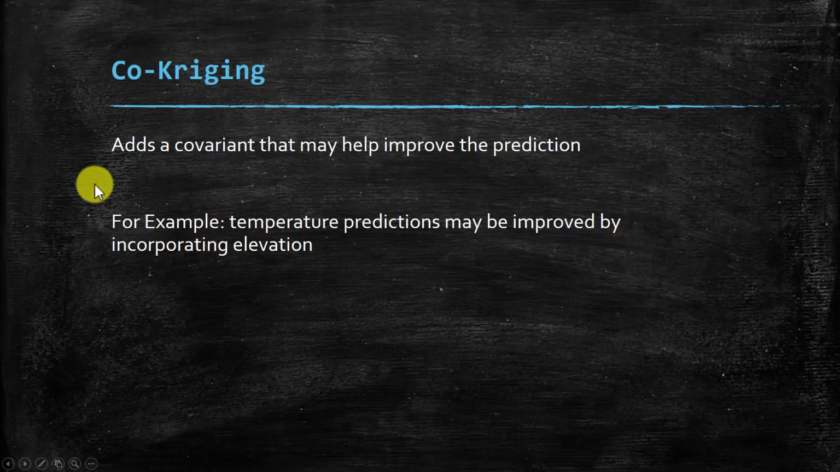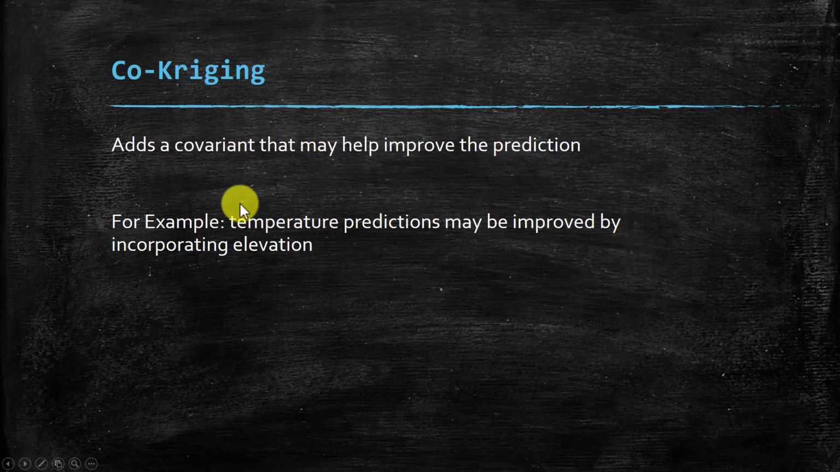And then as a final note, there are different types of Kriging. I did want to mention the concept of Co-Kriging. Sometimes you'll have a variable that's correlated with the variable you're trying to predict, and it could potentially improve the model if it's included. For example, if you were trying to predict temperature, incorporating elevation into the model could be useful. Basically, Co-Kriging is where you add a covariate, like an X, independent variable, or predictor variable, that may help improve the prediction.